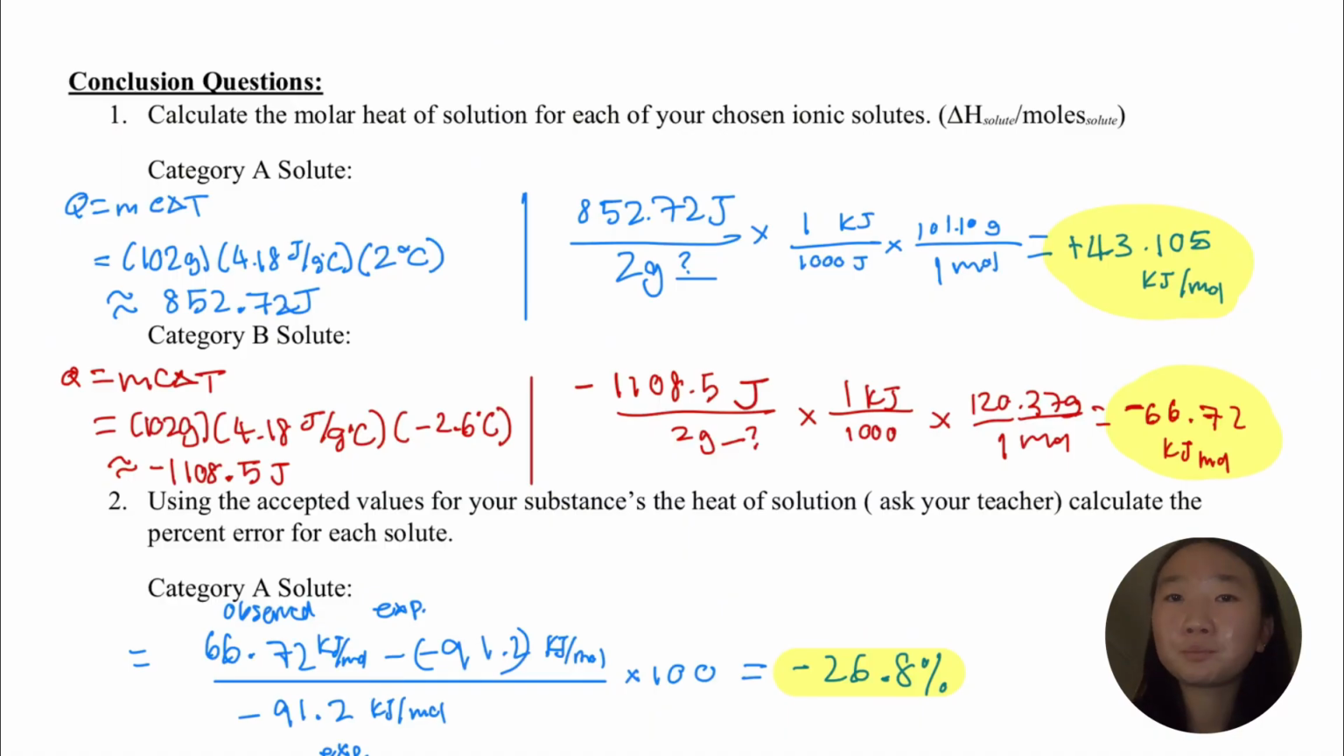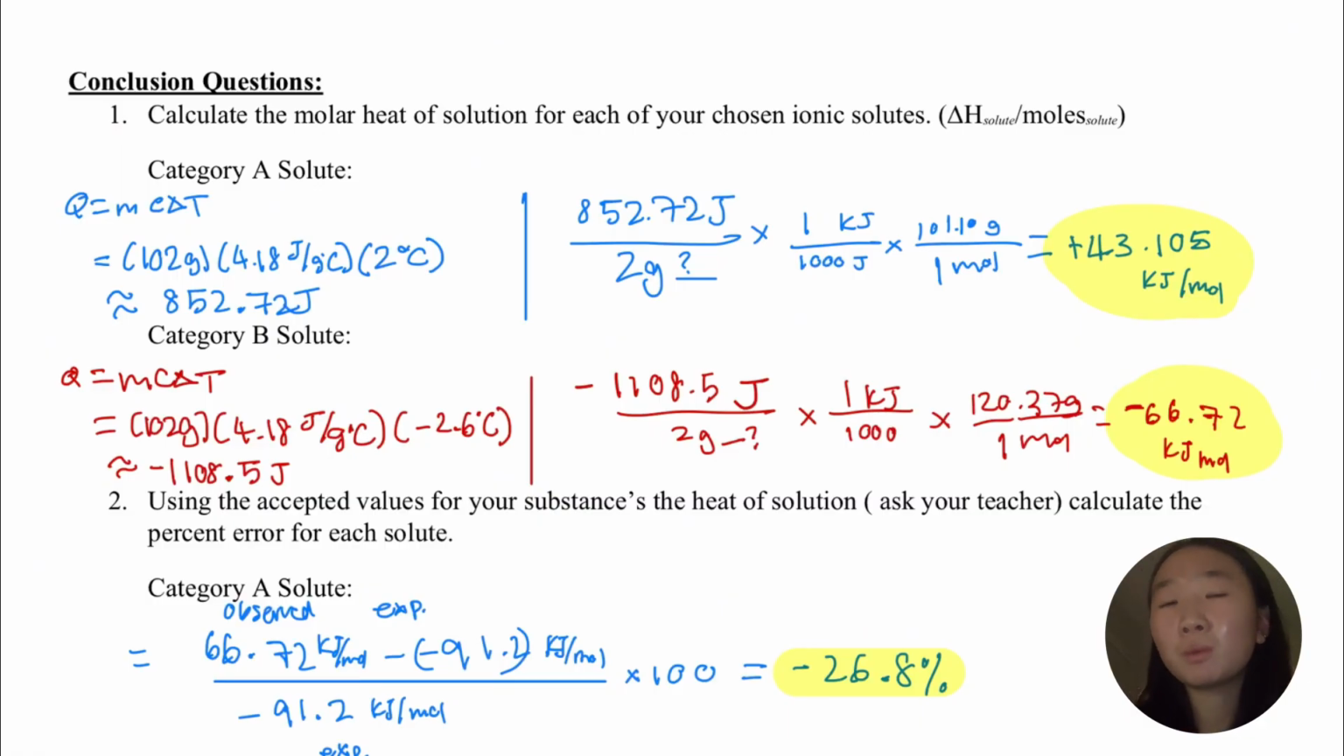Then for category B of the solute, we do the same thing where we calculate the Q using the formula MCAT. So we use the same mass of 102 grams times the constant of 4.18 joules over grams times Celsius. And then this time we use the negative change in temperature of negative 2.6 degrees Celsius because we are going from a higher temperature to a lower temperature. This gives us a Q value of negative 1108.5 joules.